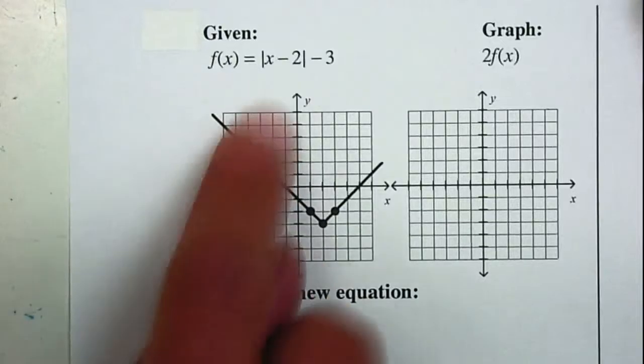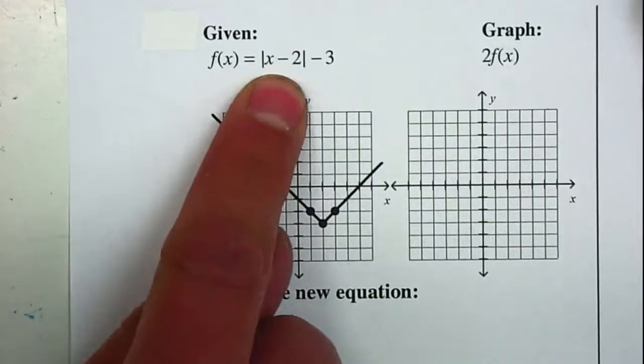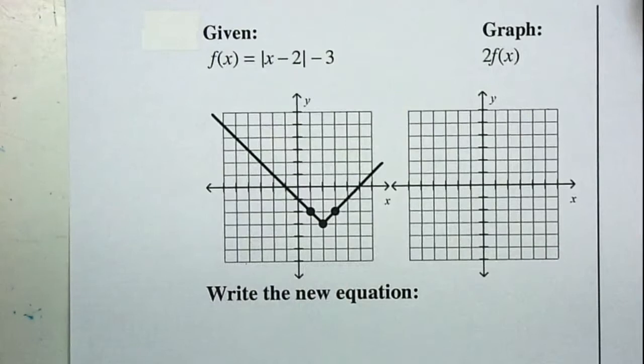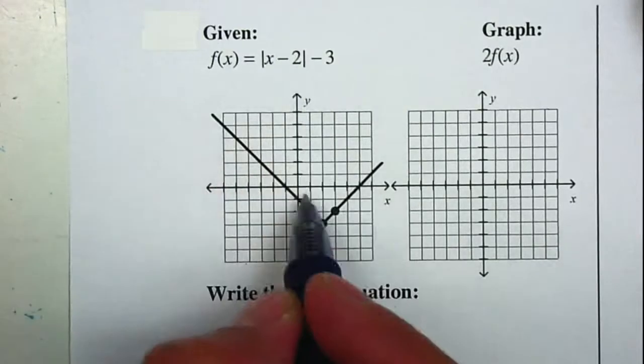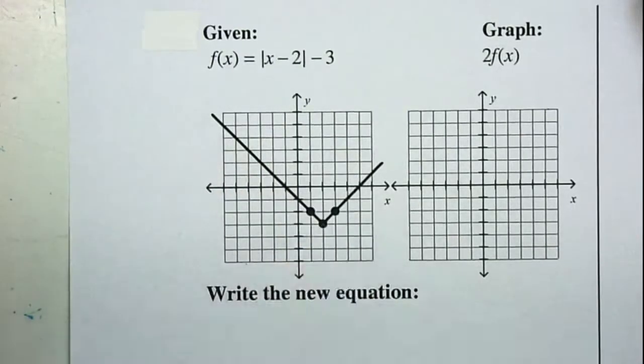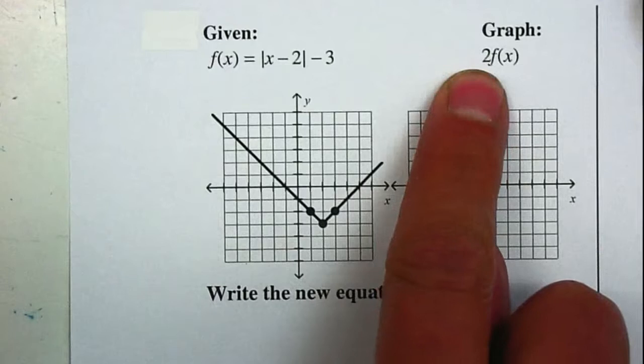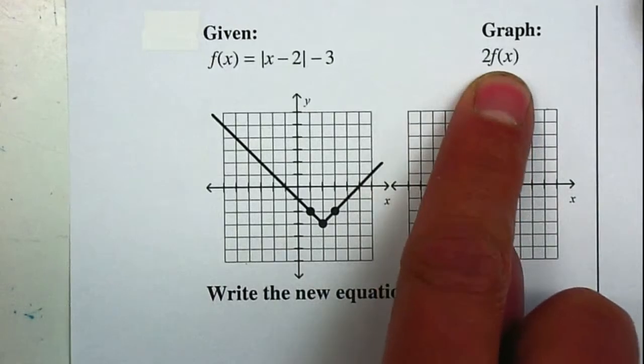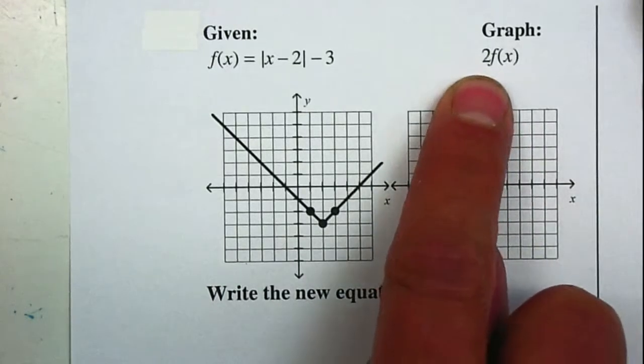Given the following function, they give you an absolute value function and they graph it for you, where the vertex is (2, -3), and they ask you to graph 2 f of x. That means that you're going to multiply the function by 2.